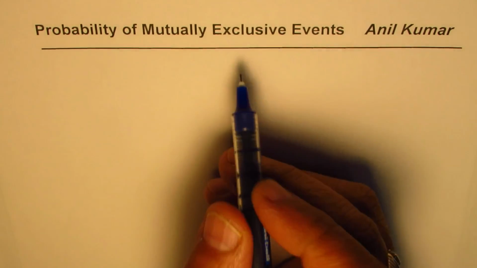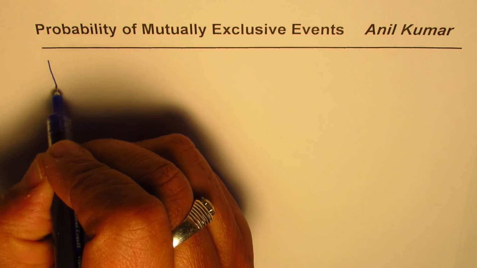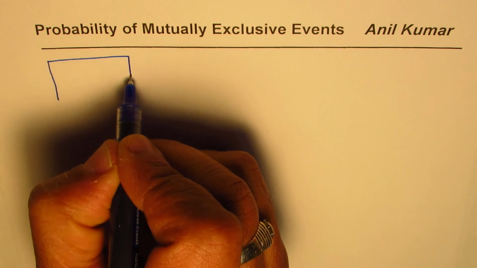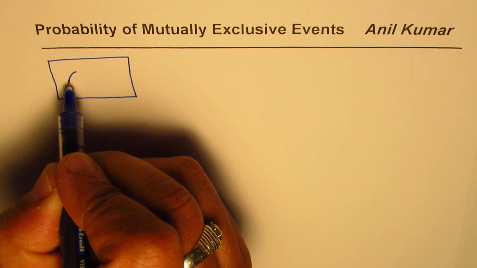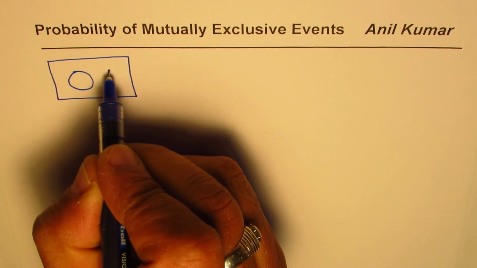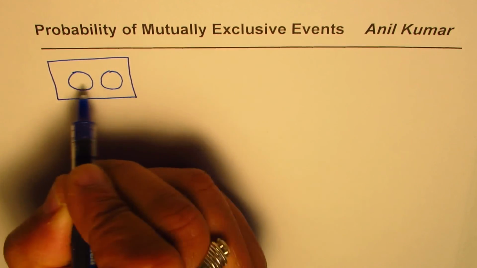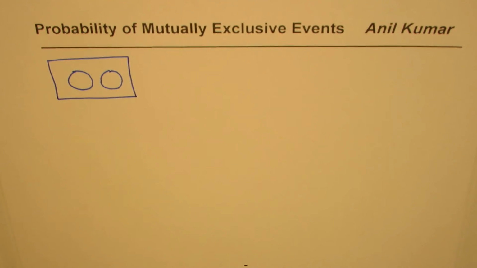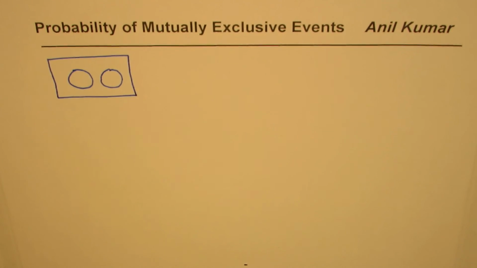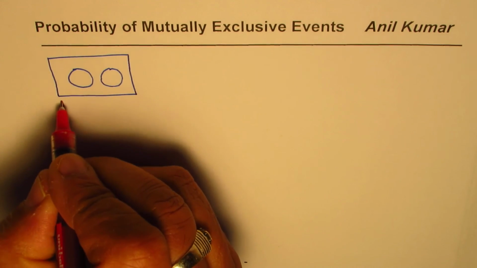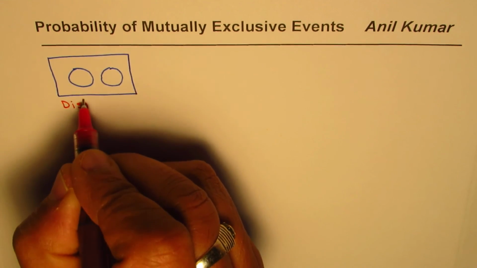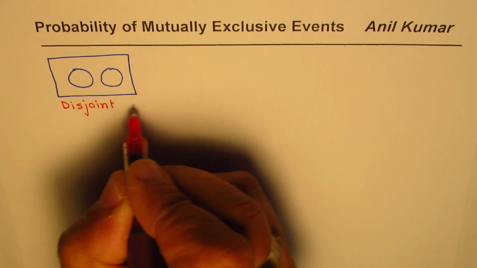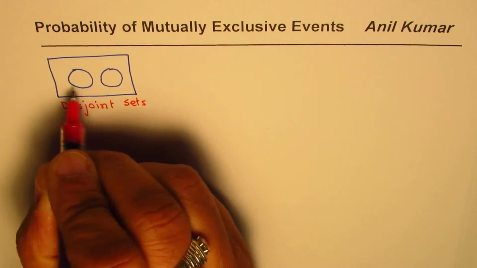I like to start from the very beginning. Let us say we have a sample space here. So this is the sample space where we have two events, let's say event A and event B, and they are not connected or not overlapping. We call them disjoint. So let's say these two events are such that there is nothing common between them. We also call them disjoint sets. So they are not connected.